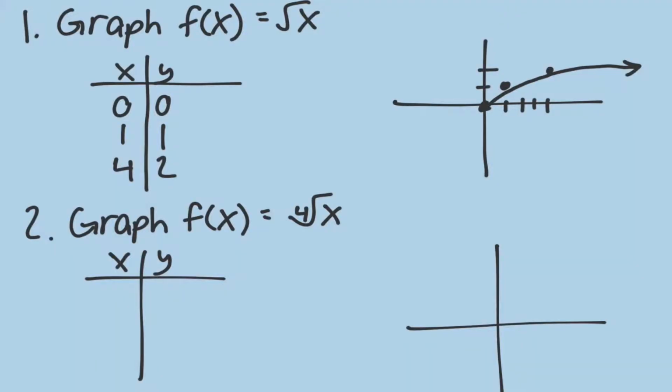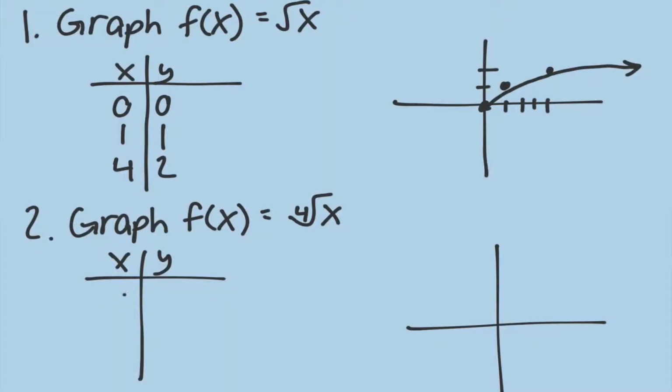Now we want to take the fourth root of x. We can't take the even root of negatives. So we can't take the square root, the fourth root, the sixth root. For example, again, -1. Nothing times itself 4 times will give us -1. But we can do 0, and that's going to be 0. 0 times itself 4 times will give us 0. And 1, fourth root of 1 is 1.